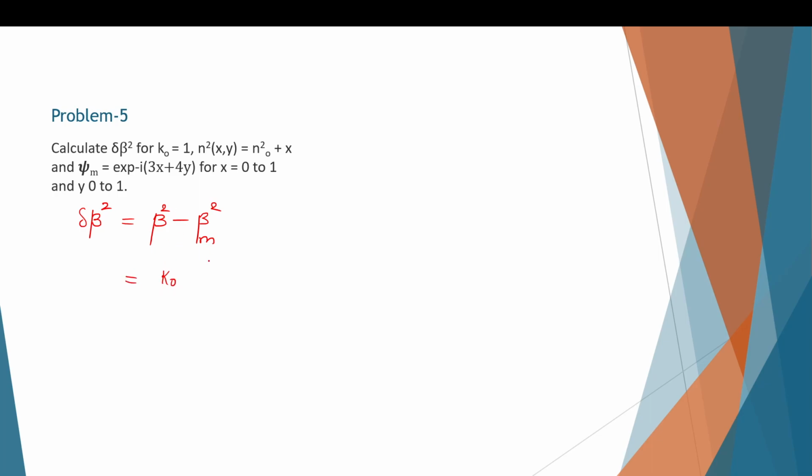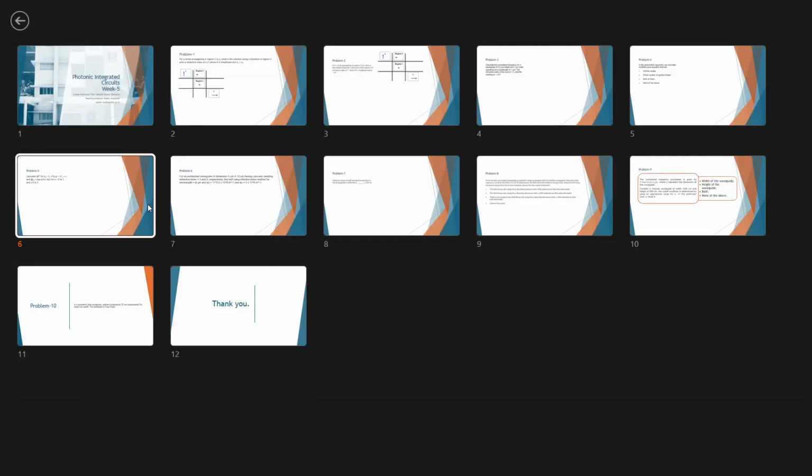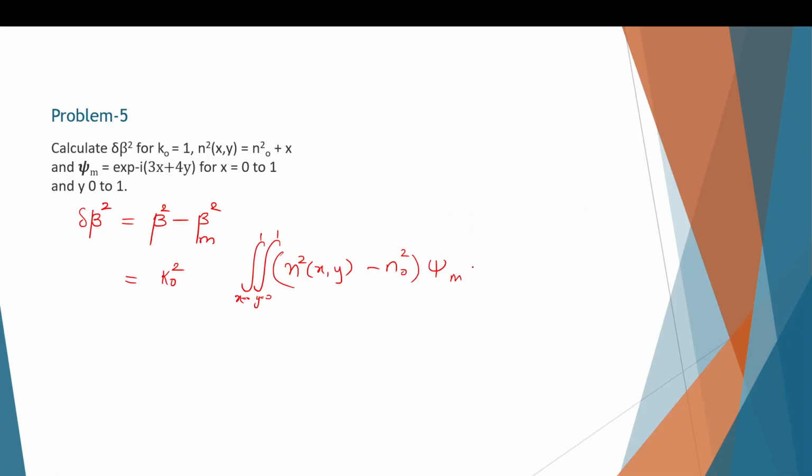The delta beta square equation is given by, I'll just write it down first: k naught square times the surface integral. Surface integral means x integral and y integral. X goes from 0 to 1, y goes from 0 to 1, of n square x comma y minus n naught square into psi m square ds. First we will just substitute these values and get the answer, then we will discuss how we got this equation in the first place.